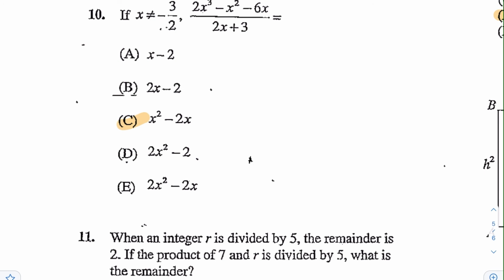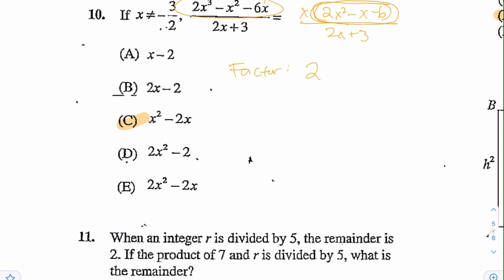All right, next for number 10, if x is not equal to negative 3/2, what is (2x cubed minus x squared minus 6x) divided by (2x plus 3) equal to? So for the numerator, you can factor out an x to make things a little easier. That gives you 2x squared minus x minus 6, and you want to divide by 2x plus 3. And from this, you have to actually factor.